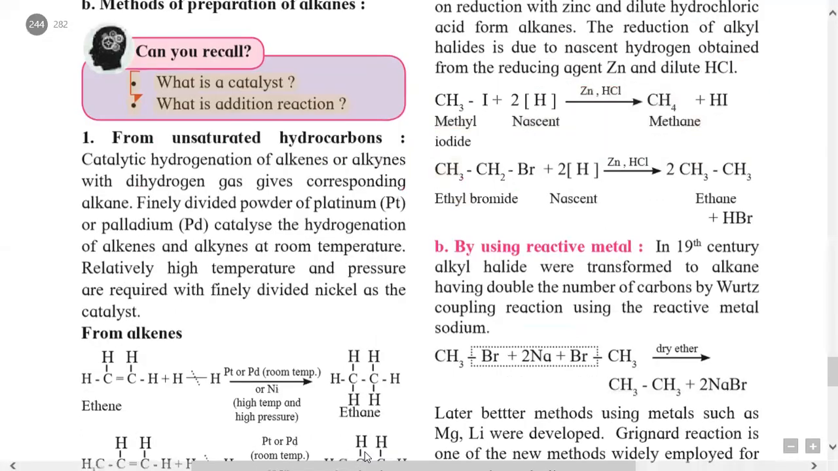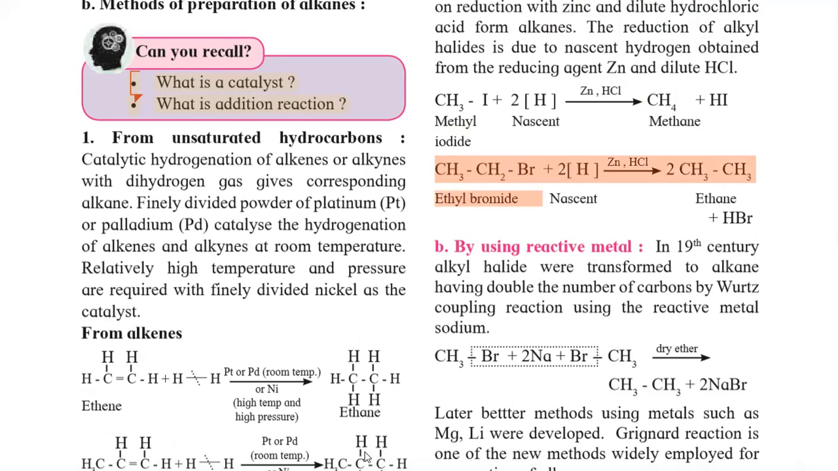Second example is CH3CH2Br, ethyl bromide, an example of alkyl halide. When nascent hydrogen is added to ethyl bromide in the presence of catalyst zinc and dilute hydrochloric acid, then one hydrogen reacts with bromine and gives the side product HBr, and the position of bromine is substituted by another nascent hydrogen atom.